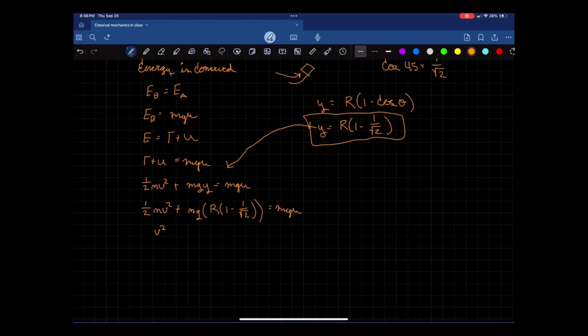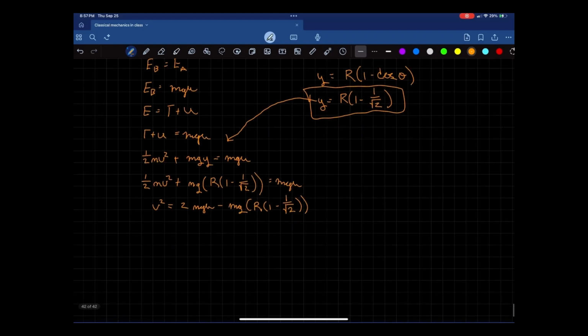So v squared, since it's velocity, technically v squared is equal to v dot v, which when you multiply two vectors you end up getting basically just the magnitude squared. So v squared is equal to 2mgh minus mg r times 1 minus 1 over the square root of 2. And that's pretty much our speed equation.